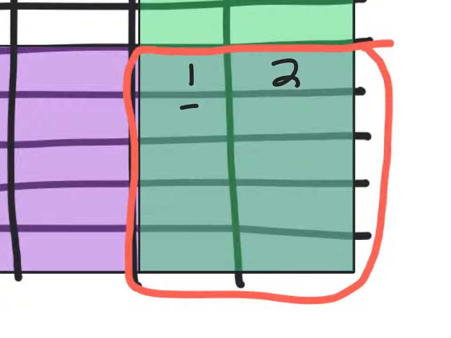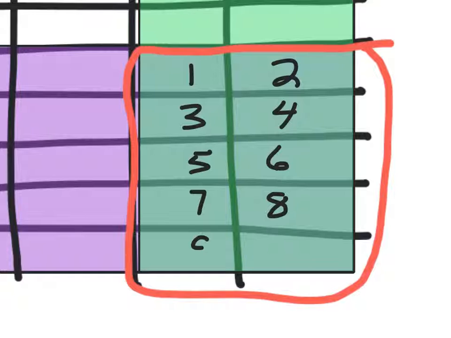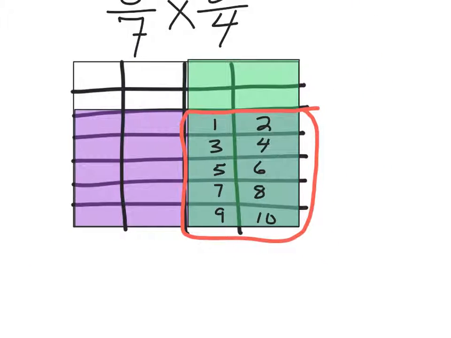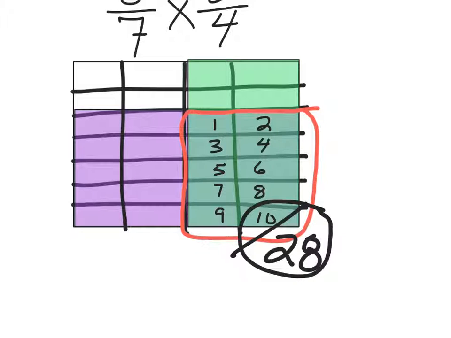1, 2, 3, 4, 5, 6, 7, 8, 9, and 10 out of, let's count all of them. 1, 2, 3, 4 times 1, 2, 3, 4, 5, 6, 7. 4 times 7 is 28. So I'm going to go 10 28ths. And that right there is your answer, my friend.